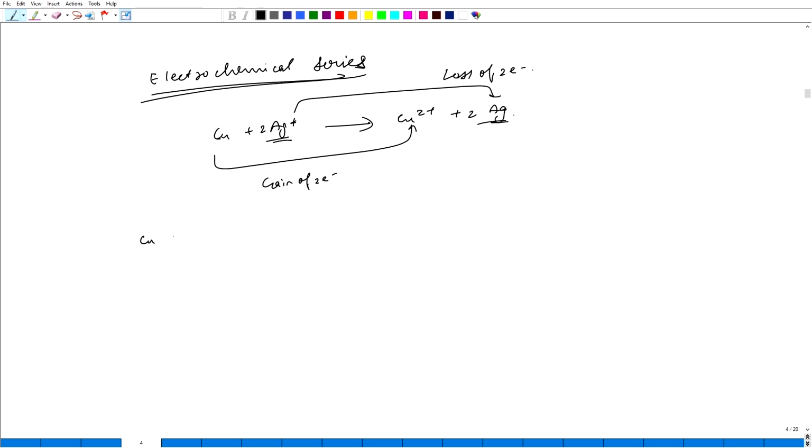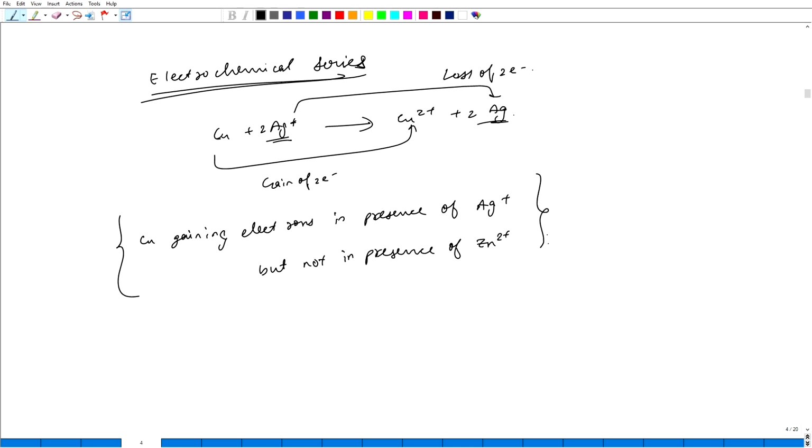That means we have seen copper losing electrons in presence of silver, in presence of Ag plus, but not in presence of Zn 2 plus. This is known as competitive electron transfer. Copper can gain electrons in presence of Ag plus, but copper can't gain electrons in presence of Zn 2 plus. Now, why is it so?